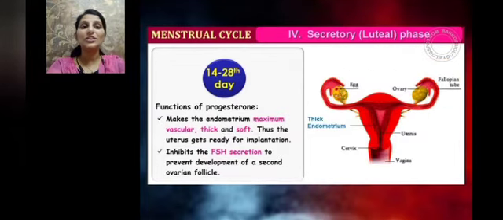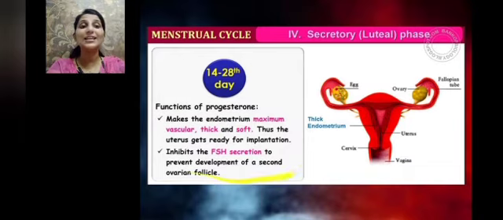What are the functions of progesterone? It makes the endometrium maximum vascular, thick and soft. Thus, the uterus gets ready for the implantation process. What is this implantation? The process of attachment of the embryo to the uterine wall is called implantation. Thus, the progesterone helps in the regeneration of the endometrium so that it becomes highly vascularized, thick and soft so that it can attain implantation.